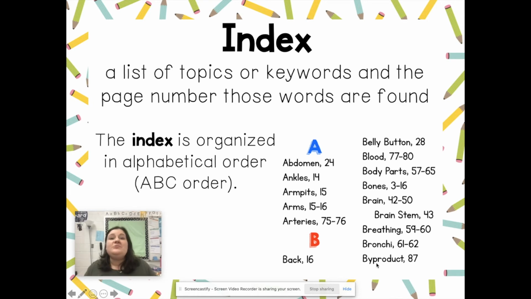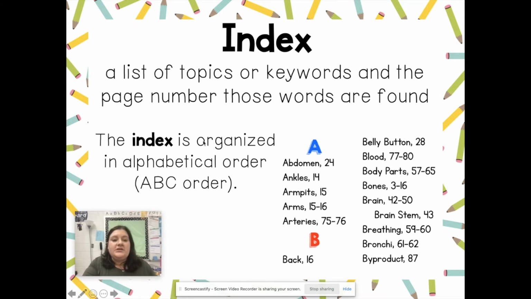If I wanted to read about my ankles, I would simply go to the back of the book, find A and find the word ankles, and I will know that if I turn to page 14 in my nonfiction book, I will be able to read about ankles there. You really use the index when you're reading a very thick nonfiction book and you don't want to read the entire book, you just want to read about one particular topic. You're able to use the index to find that topic and find what page number you need to turn to.